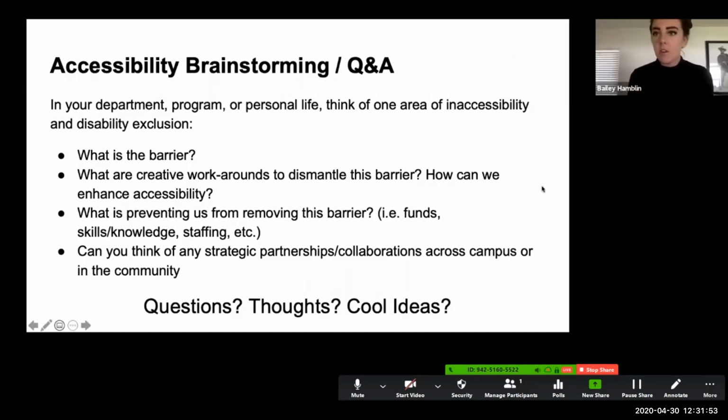I can see everybody's videos. I don't know if folks wanted to unmute themselves or we could take a couple moments and think about this on our own, but then I'd love to hear from folks across campus: where do you work and what's been an accessibility barrier that you've noticed, and perhaps some ways in which we could make it a little bit more accessible. So I'll give folks a couple minutes, and then you can unmute yourself and feel free to chime in. If folks know how to raise their hands, you could do that as well.